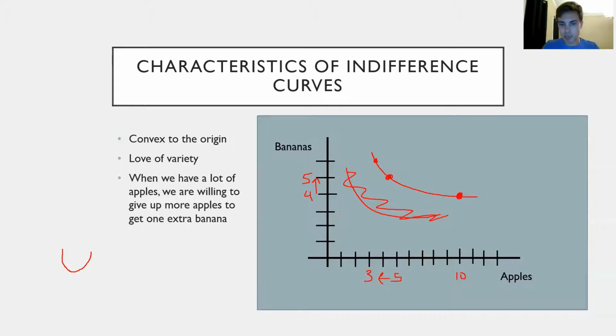Now, the one exception here is that we could have a curve that is flat like that, perfectly straight. That's an acceptable indifference curve. What we cannot have is one that bows outward, because that would violate this kind of love of variety, in the sense that if we had this bowed outward curve, that would mean the more apples we have, the more we want to hold on to them. And so that violates this assumption that we have.